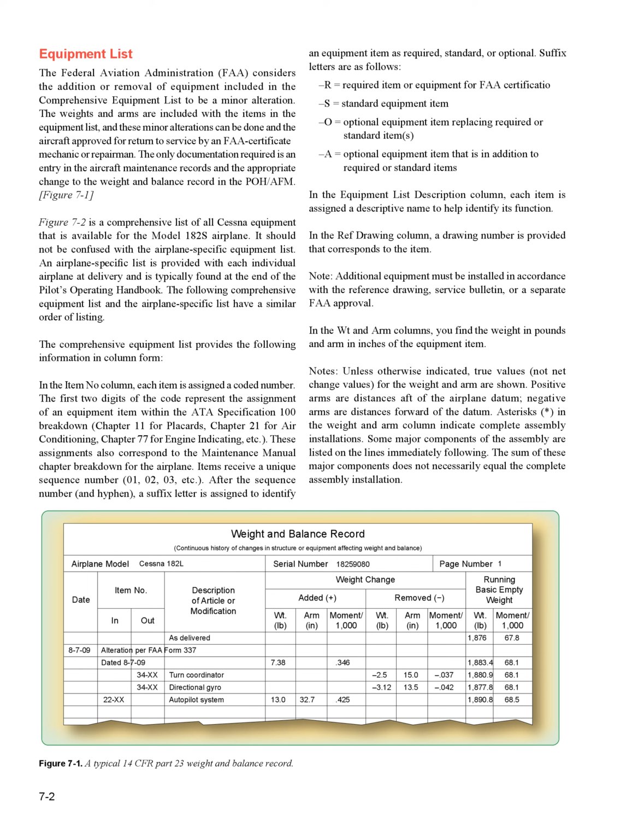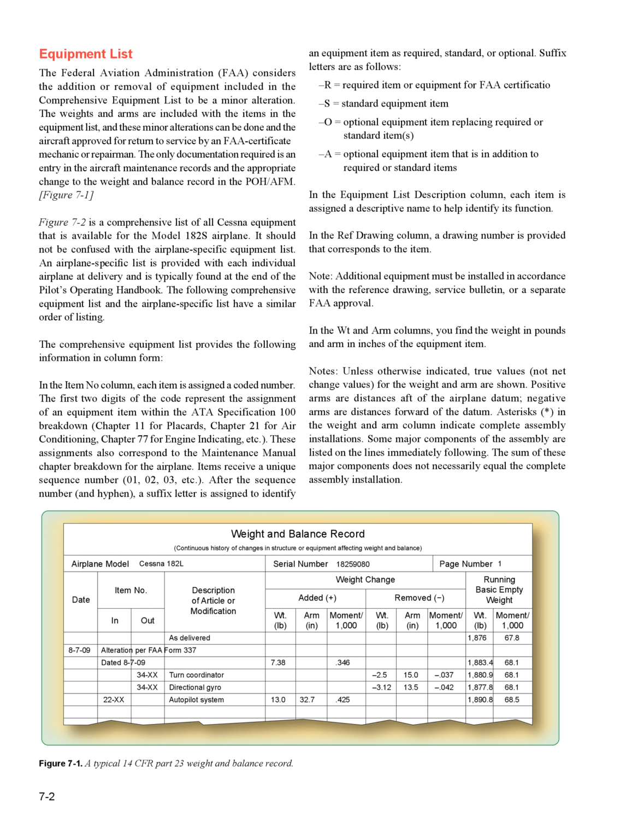After the sequence number and a hyphen, a suffix letter is assigned to identify an equipment item as required, standard, or optional. Suffix letters are as follows: R equals required item or equipment for FAA certification, S equals standard equipment item, O equals optional equipment item replacing required or standard items, A equals optional equipment item that is in addition to required or standard items. In the equipment list description column, each item is assigned a descriptive name to help identify its function. In the reference drawing column, a drawing number is provided that corresponds to the item. Note: additional equipment must be installed in accordance with the reference drawing, service bulletin, or a separate FAA approval.